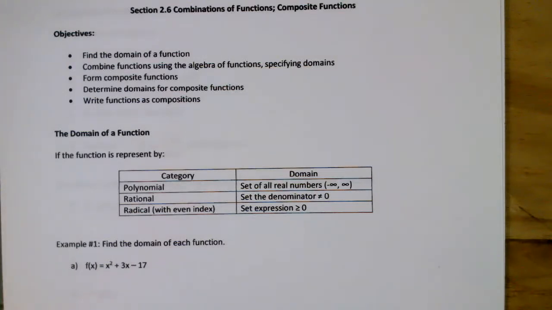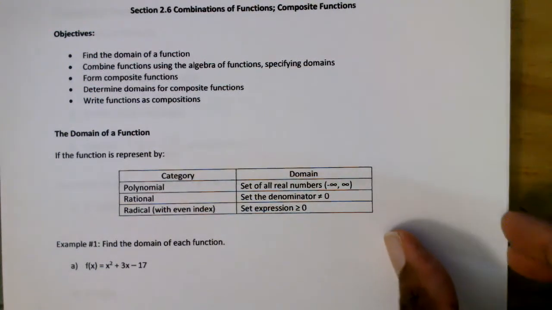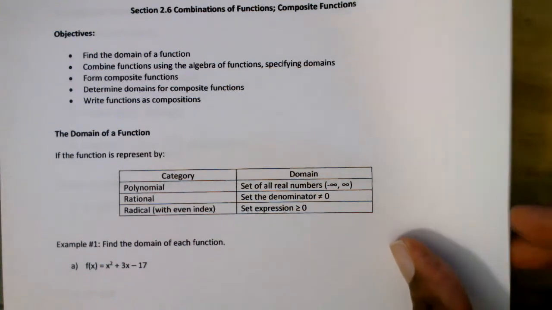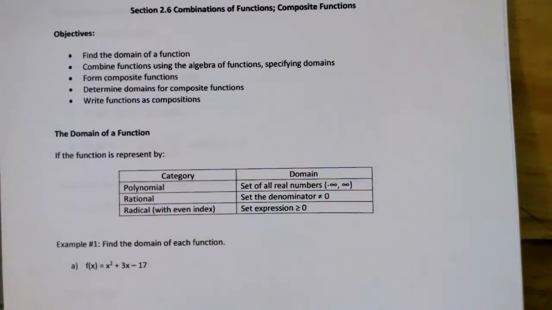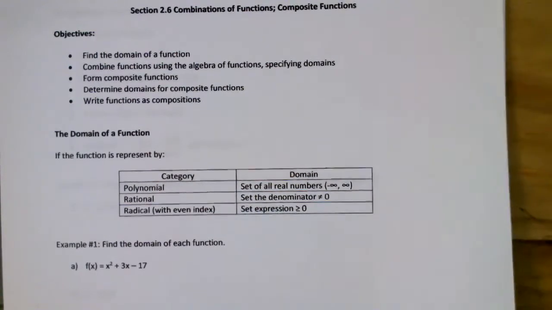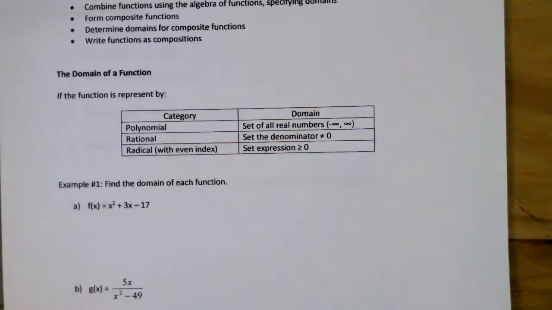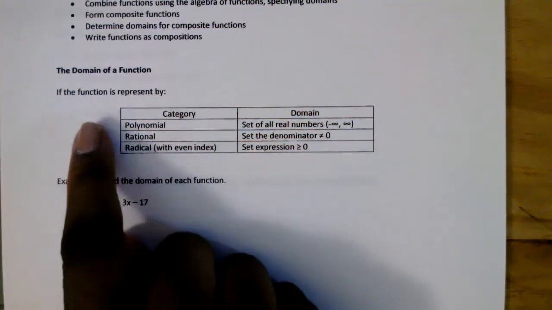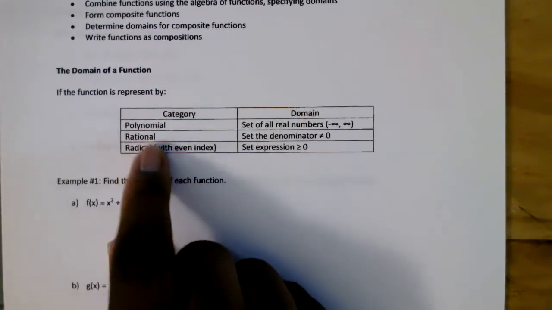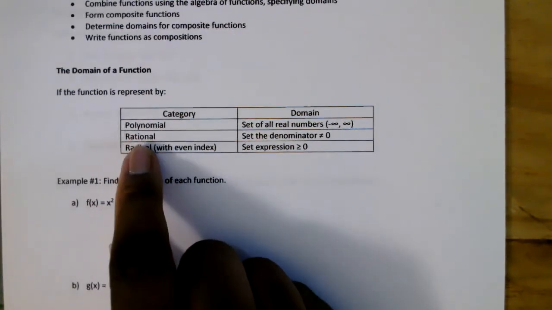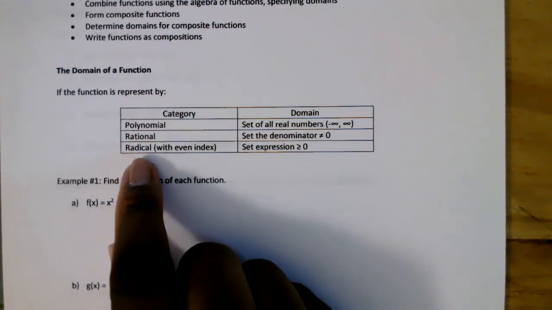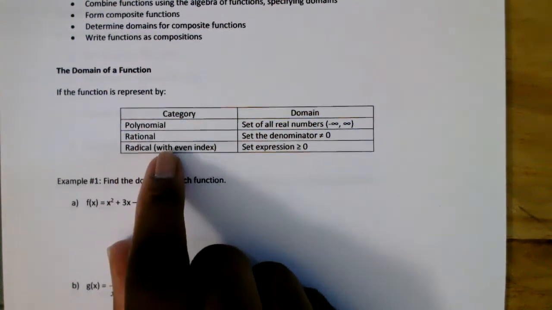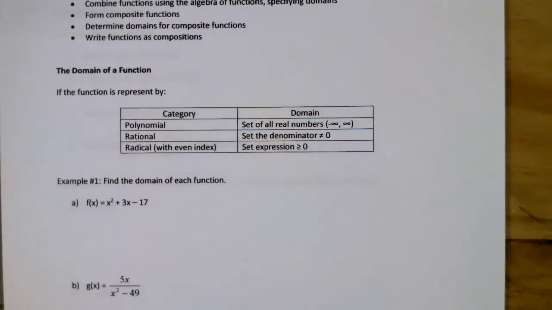All right, first off, we'll talk about the domain of a function. Now, back in the first section of chapter 2, we did talk about the domain. That's going to be the set of all of your x coordinates or x values. Based on what I found in our text, a function can be represented by, and we're just going to focus on these three: a polynomial, a rational, and a radical function. And the one that we'll focus on is a radical that has an even index.